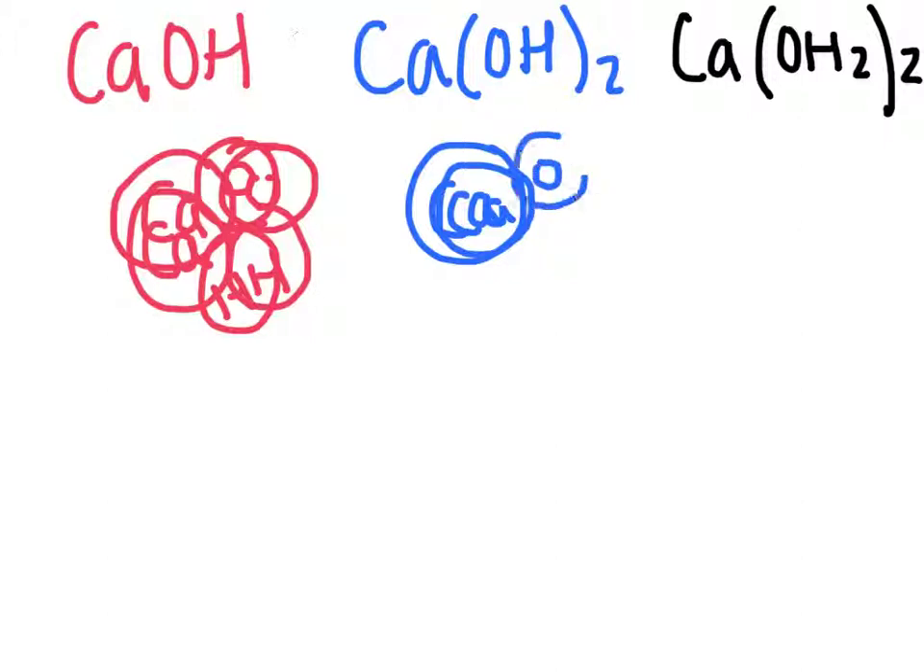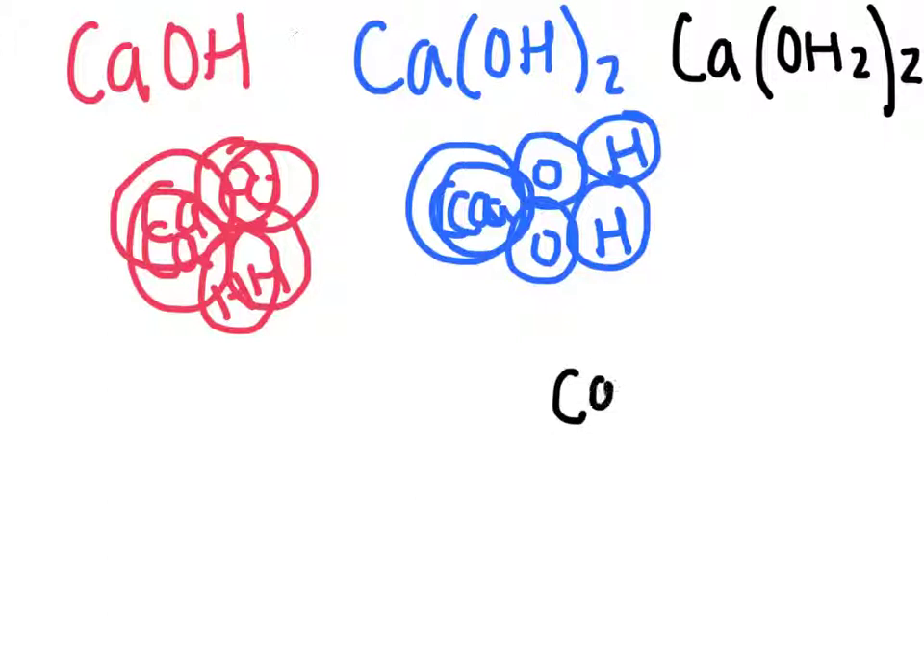Hydroxide would be 1 O and 1 H, but I have 2 of them, so it would be another set. And that would be Ca(OH)2.